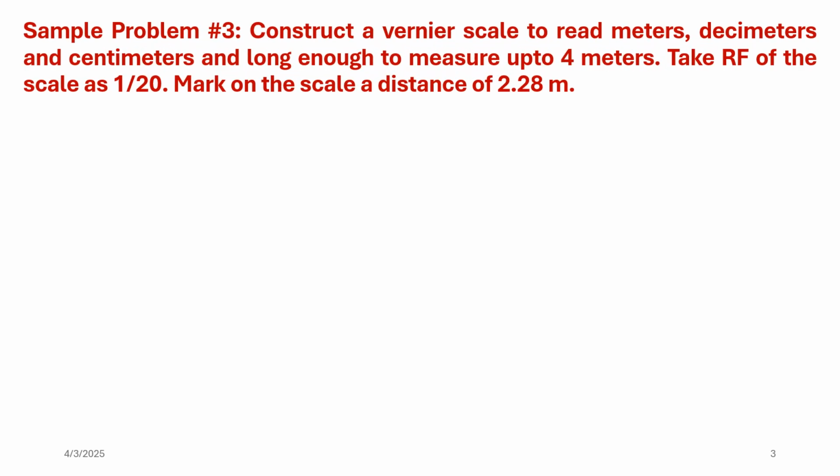To understand the concept of vernier scale, let us take one example. So here is the example. We have to construct a vernier scale to read meters, decimeters, and centimeters, and long enough to measure up to 4 meters. Take RF of the scale as 1:20 and mark on the scale a distance of 2.28 meters.